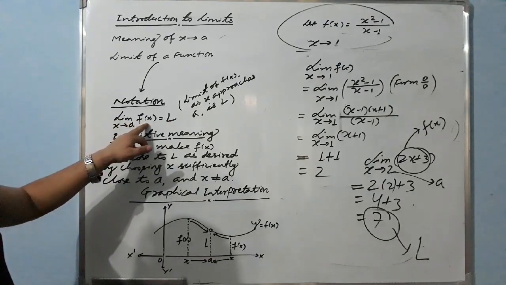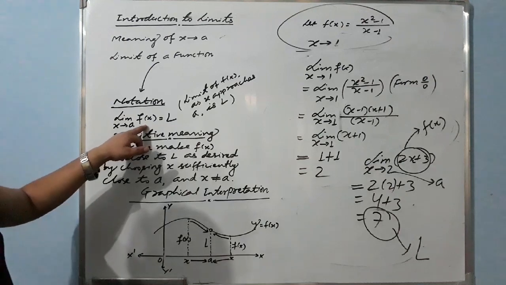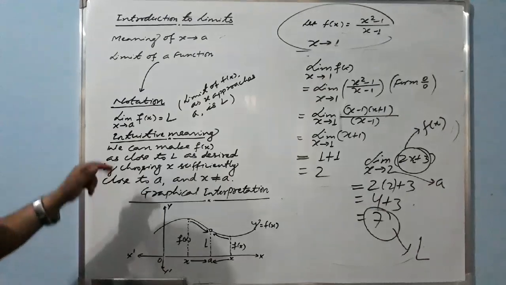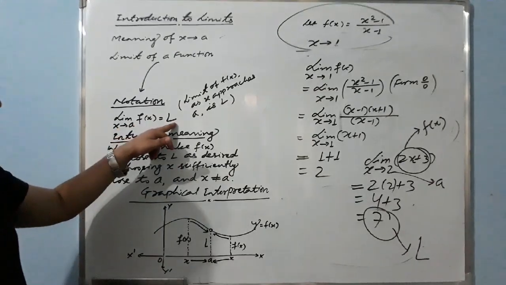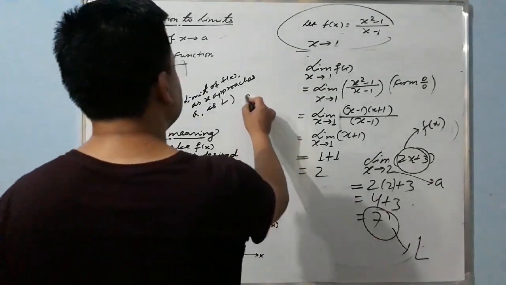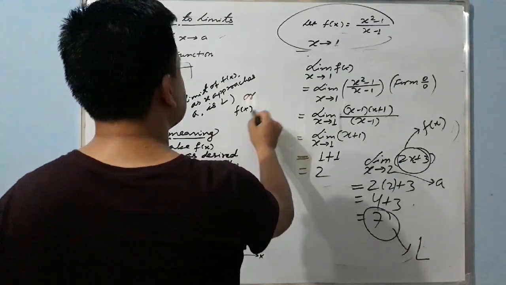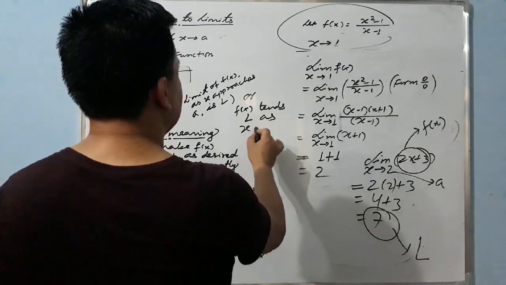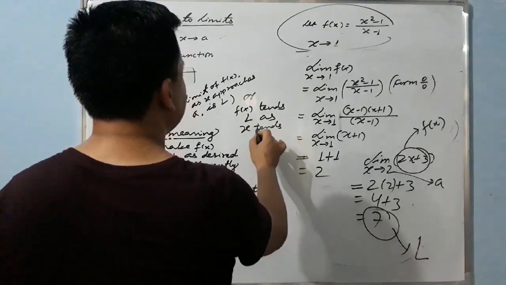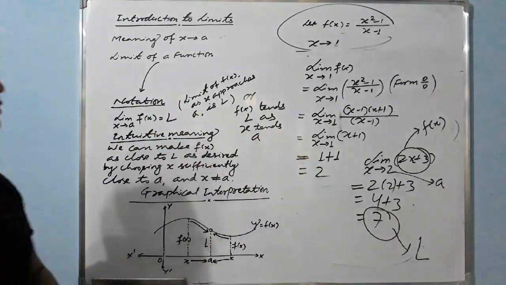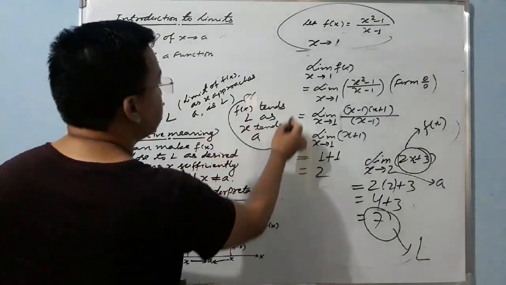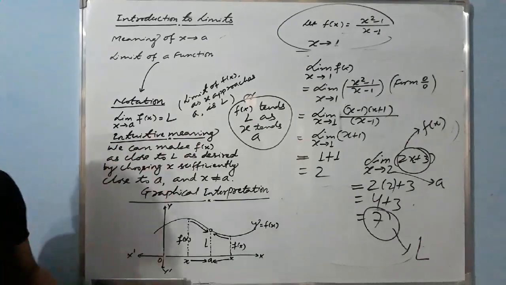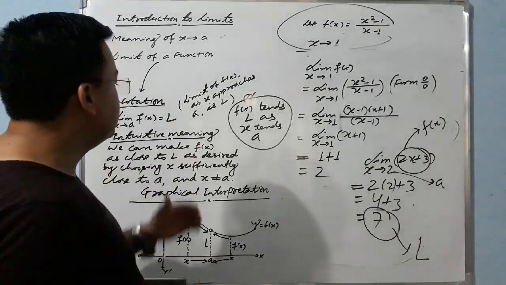The limit of f of x as x approaches a is L, or you can say f of x tends to L. Or you may say in this way also, f of x tends to L as x tends to a, or when x tends to a. In this way also you can read. All right, so what is the intuitive meaning? I have explained the intuitive idea already.